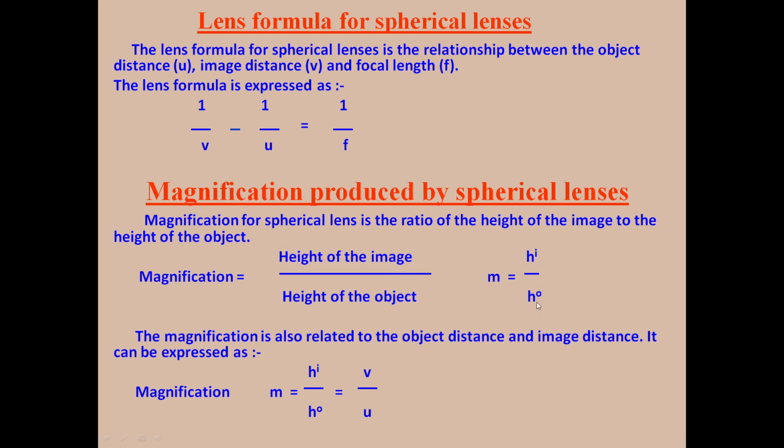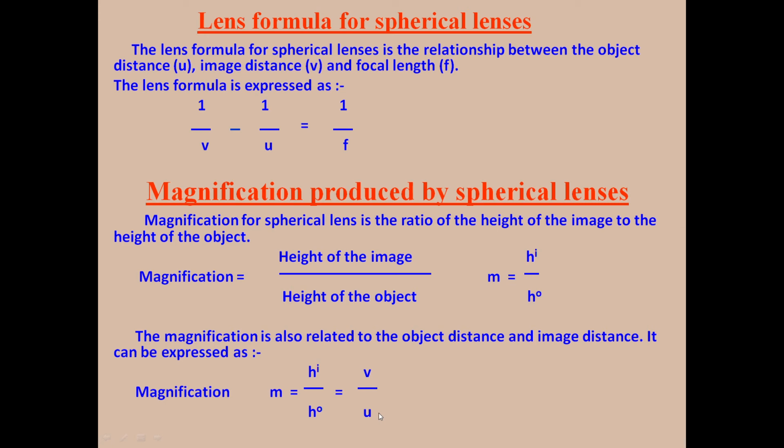In your NCERT book, the symbols are different. There they have used H dash and H. H dash for height of image and H for height of object. You can use that also. Magnification is also related to object distance and image distance. And what is that relation? M is HI upon HO. It is also equal to V upon U.